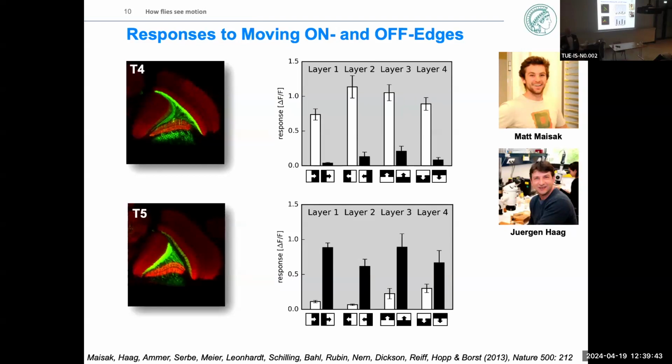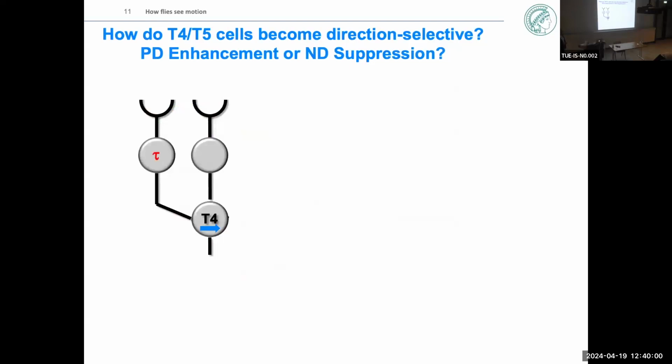And after discovering them as the primary motion sensing neurons in the fly visual system, the next question was, how do they become direction selective? How do they compute the direction of motion? Well, there are two alternatives. Alternative 1 is the one that I already described to you.